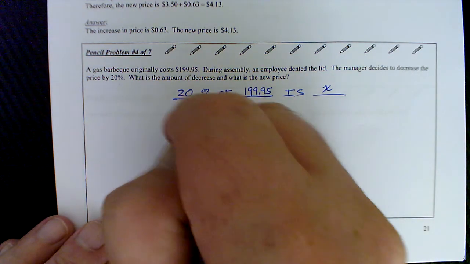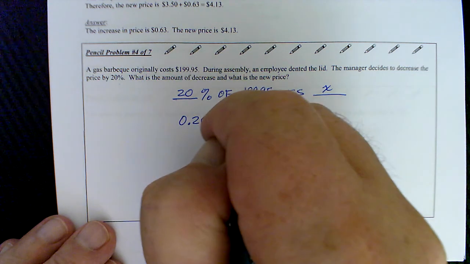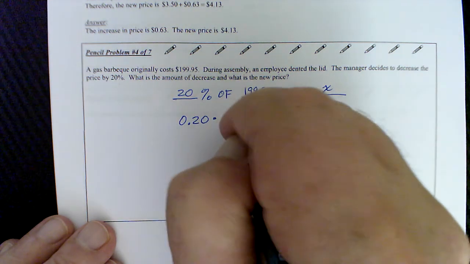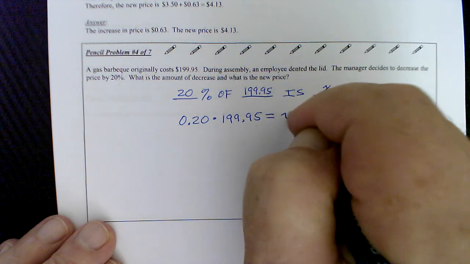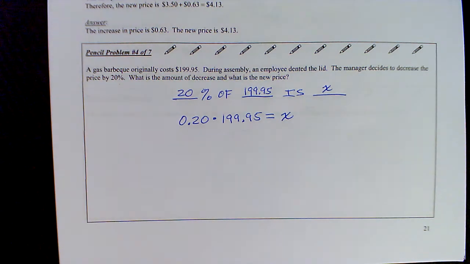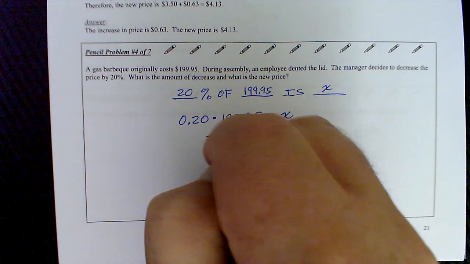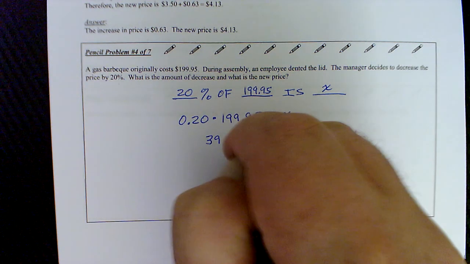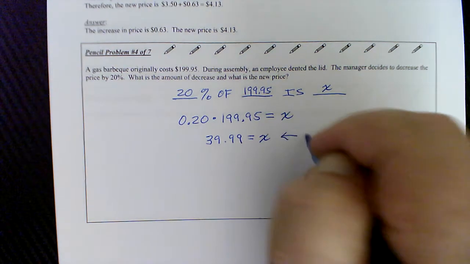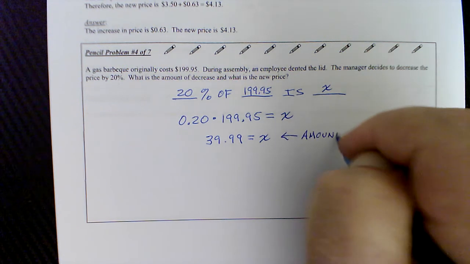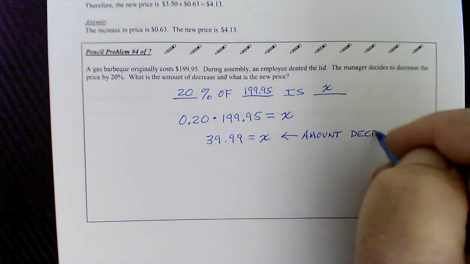And so we translate, change the percent to a decimal, 0.20, of means multiplied by the $199.95, is means equals, and that's X. So multiplying, we have 0.2 times 199.95 is $39.99. And that represents the amount of increase or decrease. In this case, the amount of decrease.